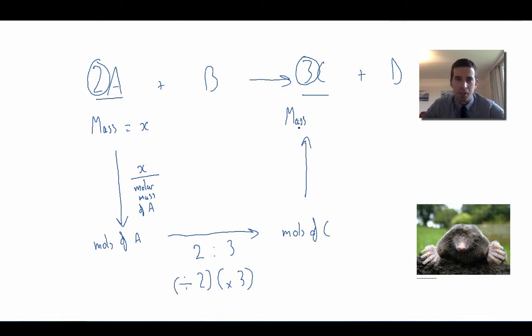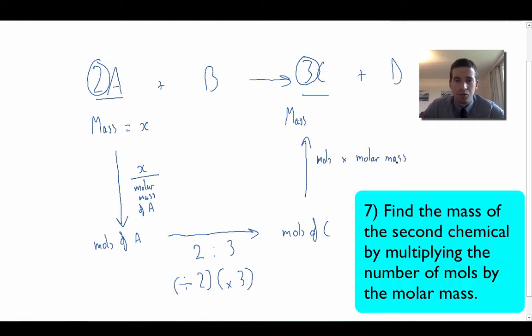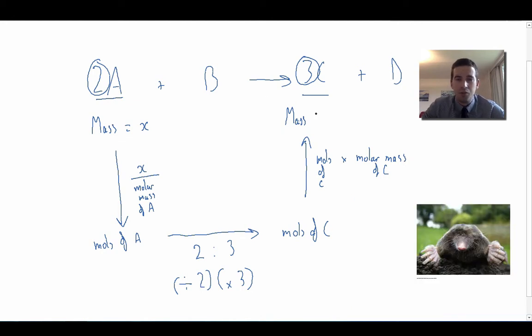So how do we do this? Well, look at the triangle in your notes. We want mass this time, so cover it up. And what you're left with is number of moles multiplied by the molar mass. So we already have moles of C, and we multiply by the molar mass of C. You might be given this in the question, or you might have to work it out yourself. Okay, and that will give you your final answer.